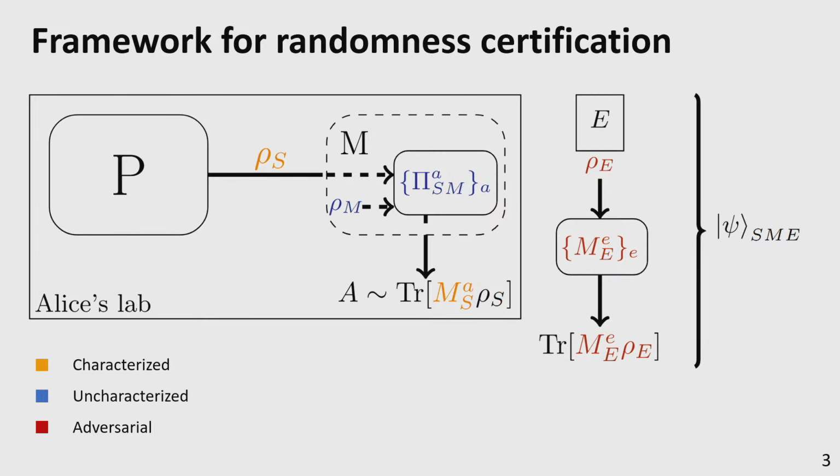So just to recap all the elements that we have here, we can see in orange the state and the measurement that are known by Alice. Then in blue, we have elements that are still inside the lab but are unknown. And finally, the adversarial elements are in red, and this is the part held by the adversary. And when we calculate the guessing probability, we optimize both on the uncharacterized part and on the adversarial part.